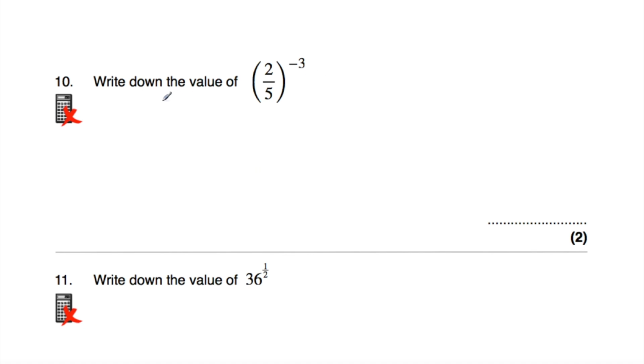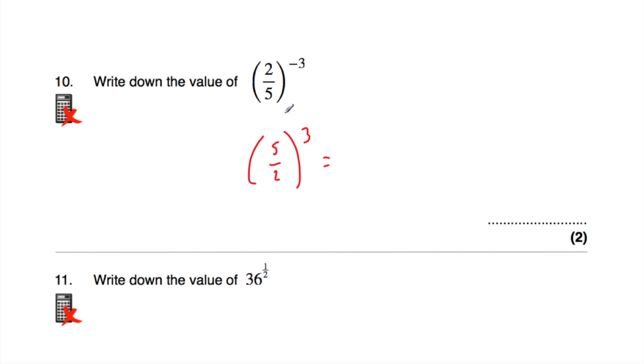Okay, so question number 10, we've been asked to write down the value of 2/5 to the power of negative 3. So we've got this fraction to the power of negative 3. I'm not going to do 1 over this because it is a fraction already, so what I'm going to do is change the power from a negative to a positive by taking the reciprocal of the fraction. So the reciprocal of 2/5 would be 5/2, and I'm changing the power from being negative to positive. So we've changed 2/5 to the power of negative 3 to 5/2 to the power of 3. And now we just need to work out what this would be.